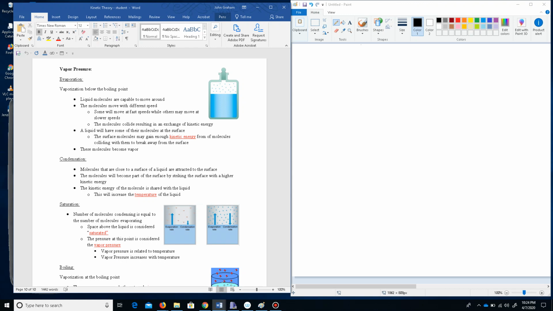Condensation: the molecules are close to the surface, they are attracted to the liquid, and the molecules will collide with the liquid at times, and they will start to become part of the surface by striking the surface with a higher kinetic energy. And when they do that, the kinetic energy of the molecules is given to the liquid, and so the temperature of the liquid will actually increase. Okay, kind of opposite of what I just said with the evaporation.